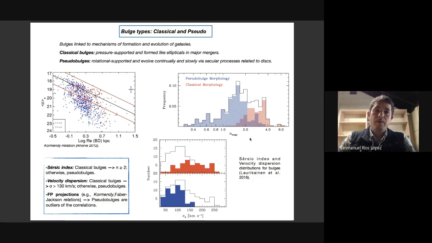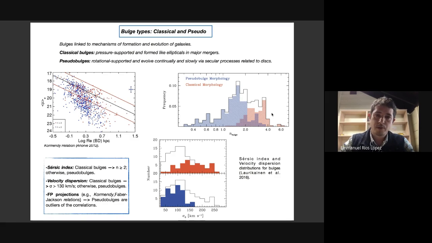Also, in this work, we focus on studying the bulge population. We can classify bulges mainly in two categories, as classical and pseudobulges. Classical bulges have similar properties as elliptical galaxies because it's thought that they are formed in a similar way as elliptical galaxies, via major mergers. Pseudobulges, in contrast, share properties with the disk of the galaxy, so it is thought that they are formed via secular processes in a continuous and slow way.